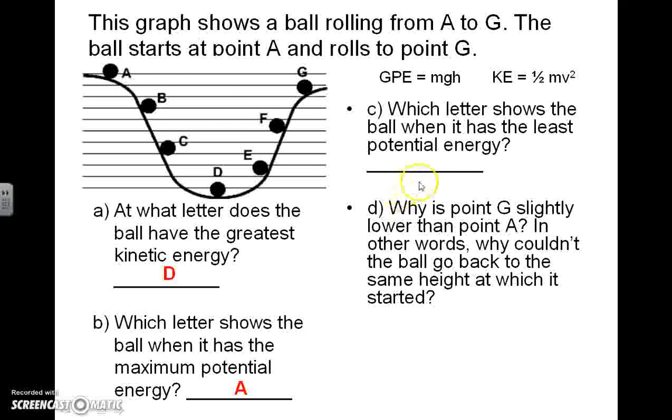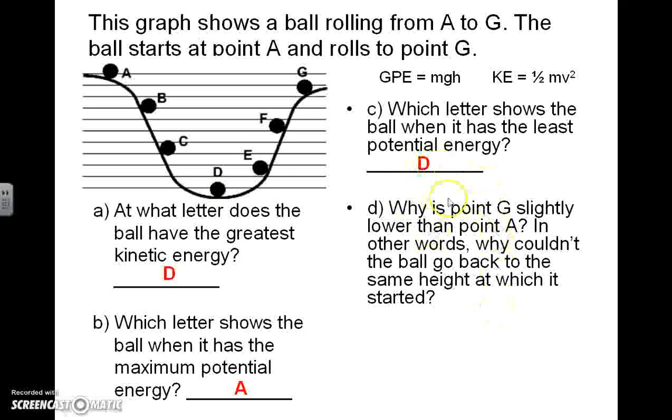Okay, and for question C, we have which letter shows the ball when it has the least potential energy. So for that, instead of being the position where the height is the maximum, you would want to pick the spot where the height is at a minimum. And hopefully you're saying position D. So in other words, the position where this ball has the maximum kinetic energy is also where it's going to have the minimum potential energy due to gravity and height.